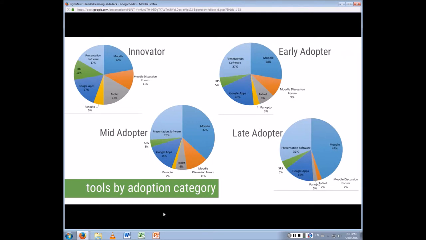And then here's just one last slide. We did tools by adoption category. So we asked about the frequency of tool use, but we only asked about tools that are supported at Smith, so very commonly used tools at Smith. And that also went across the spectrum, as you can imagine. So the late adopters are using our LMS, which is Moodle, and presentation software. And as you move up the spectrum, you get to the more widespread use of different kinds of tools.